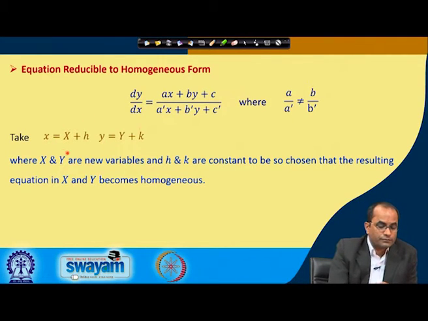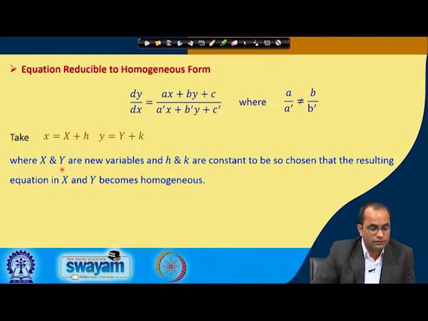Now, by having these substitutions, h and k are constants, and we have to choose these constants such that this equation becomes homogeneous, because at present this equation is not homogeneous because of these constant terms here. So, we will choose h and k so that this equation becomes homogeneous. Now, if we substitute this first, let us see what will happen.